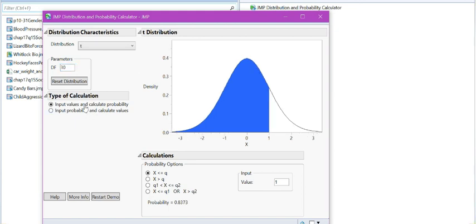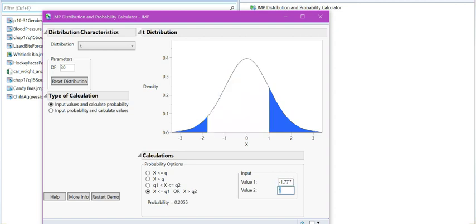We have our value and we're trying to calculate a p-value, a probability. So we're not going to change the type of calculation. But we do want a two-tailed test. So we don't want either of these first two, and we want the two tails, so we pick this last option. And then we're going to just put in our test statistic. The negative value for the first one, so negative 1.777, and then the positive value for the second one, 1.777. And we can see that it's shading in the tails.